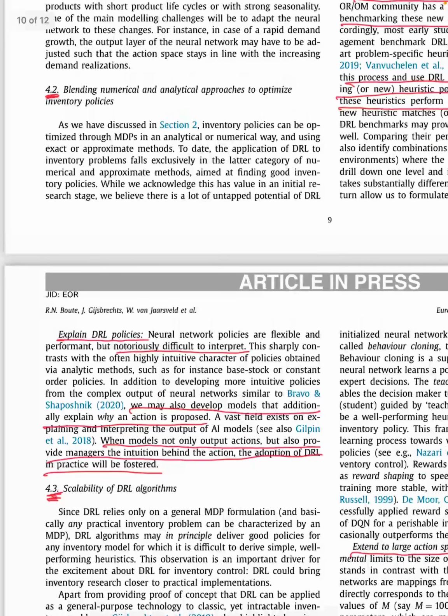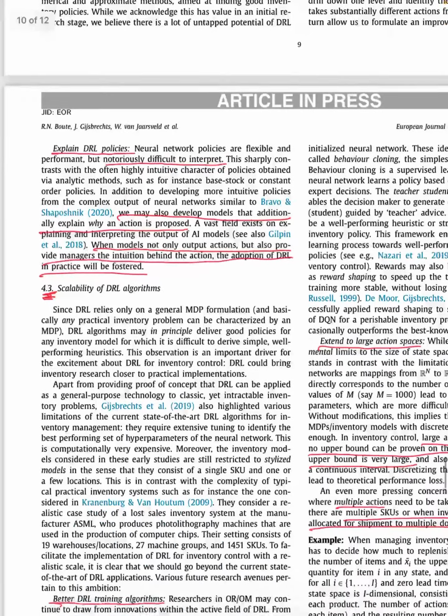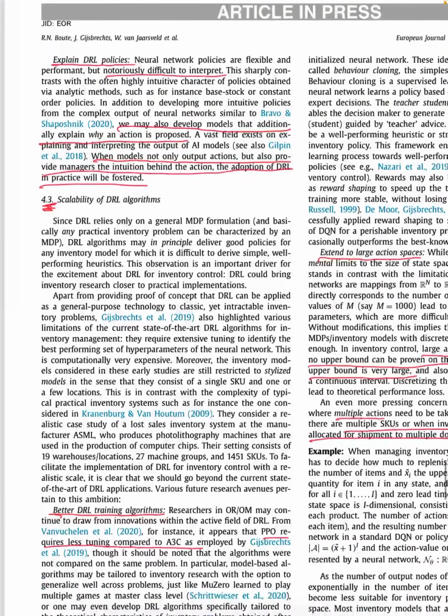The DRL policies that we obtain are notoriously difficult to interpret. So research is required that explains these DRL policies. Models that explain why some action is proposed can be very helpful, and these will provide managers with the intuition. If they have the intuition behind the action, then adoption of DRL will improve. The final research avenue is the scalability of these algorithms.